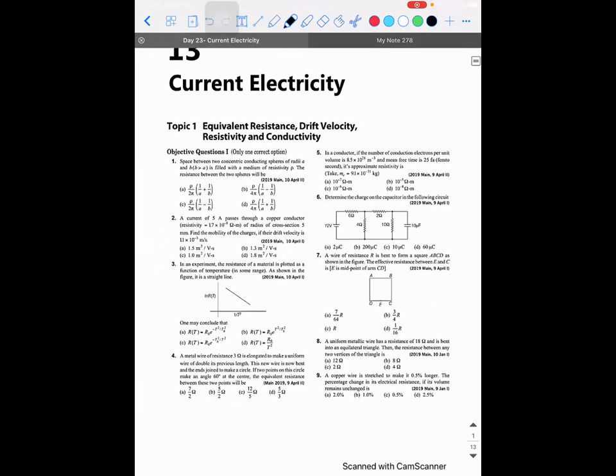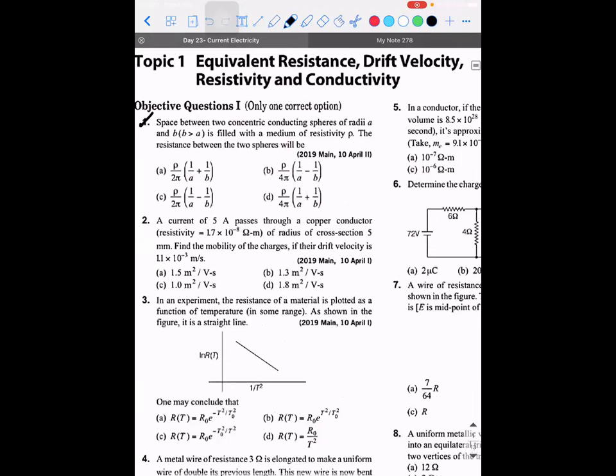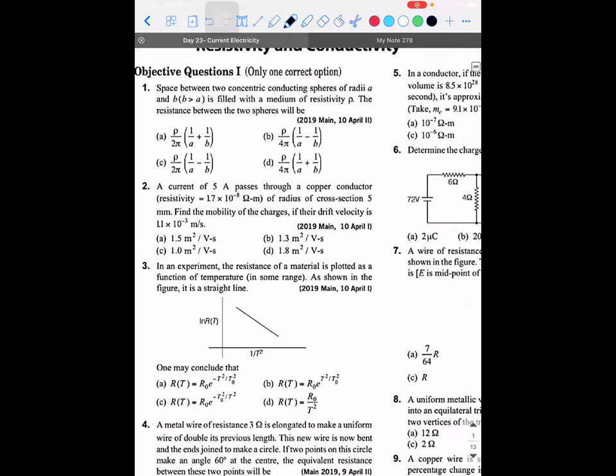Yes, sir. Okay. Now see, the space between two concentric conducting spheres. Let's start with a simple one. This involves integration wherever these things come up. Let's start with simple things. Look at the second one. There is a current of 5 ampere which passes through a copper conductor of resistivity this much value, radius of cross section 5 millimeter. Find the mobility of charges if their drift velocity is 1.1 into 10 power minus 3.